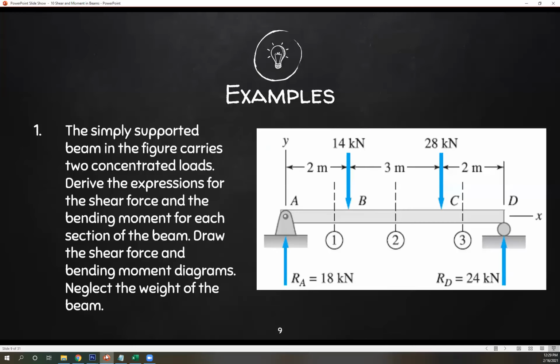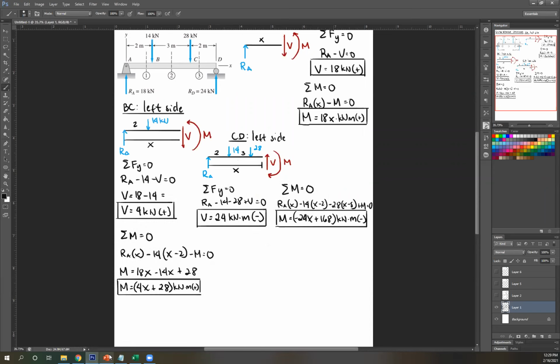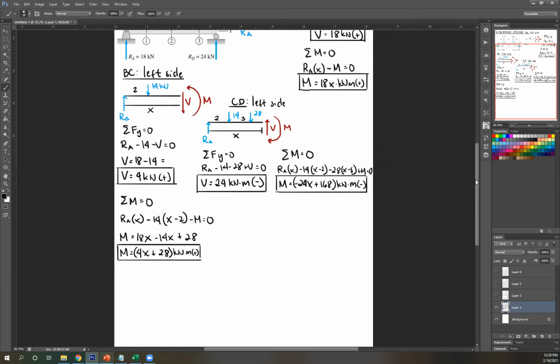Next, part B, draw shear force and bending moment diagram. So here's an intro to that. We'll get more into that later.